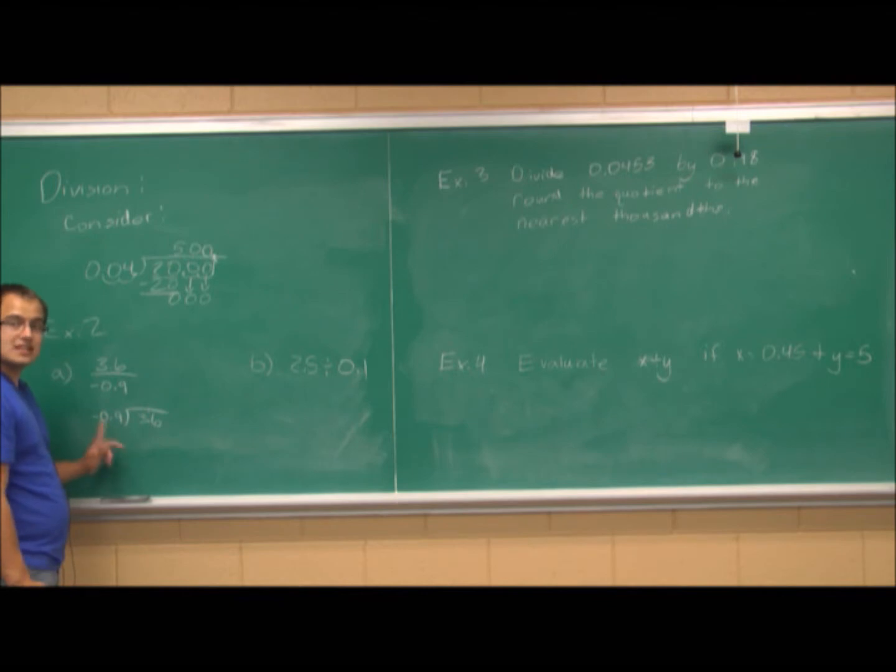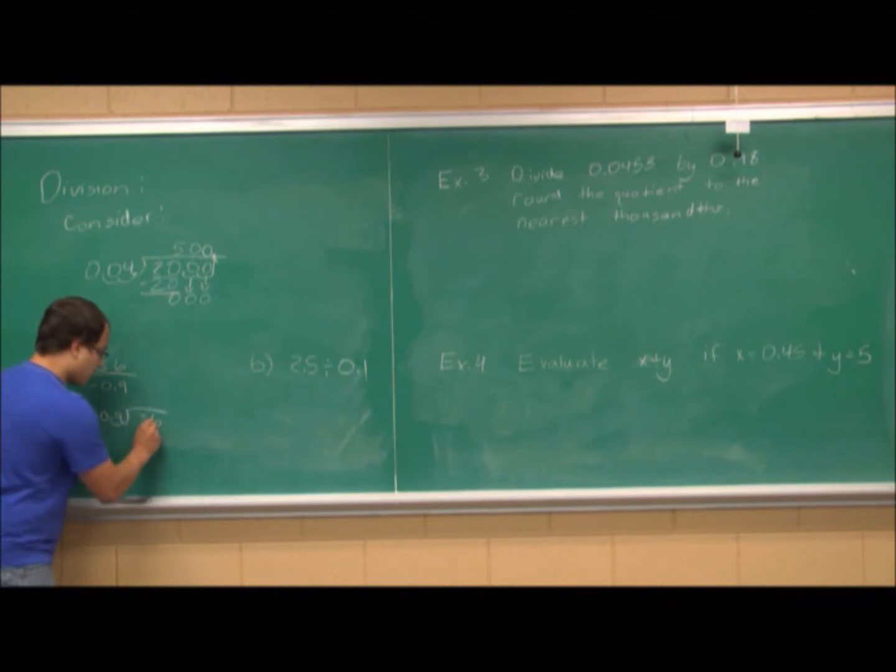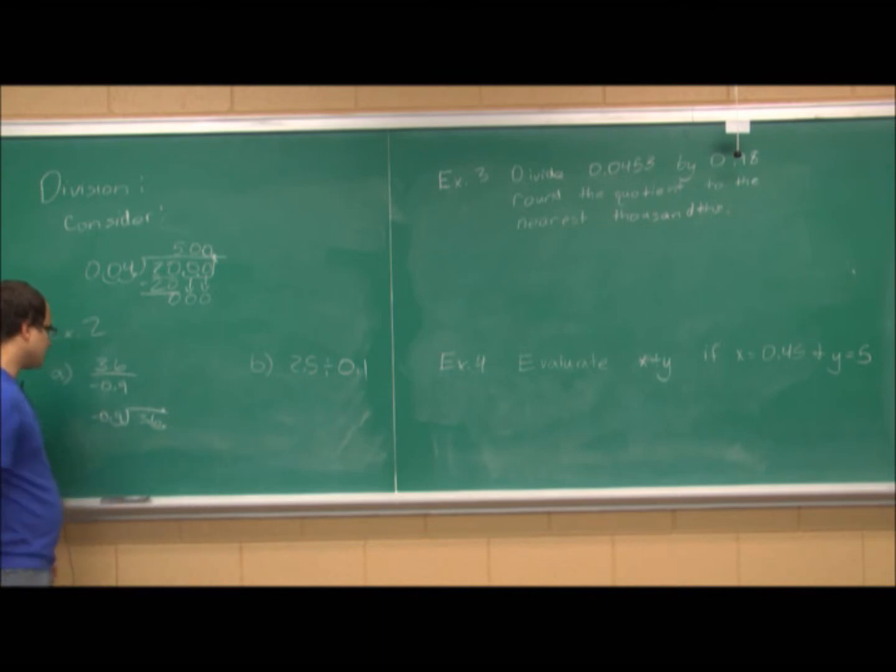Again, there's a decimal on the outside, so I have to move the decimal place on the divisor. I moved it 1 place, so I have to move it once over here, then it goes straight up. That's where it goes. So I basically have 36 divided by negative 9. Positive divided by a negative is a negative, and 9 goes into 36 4 times.